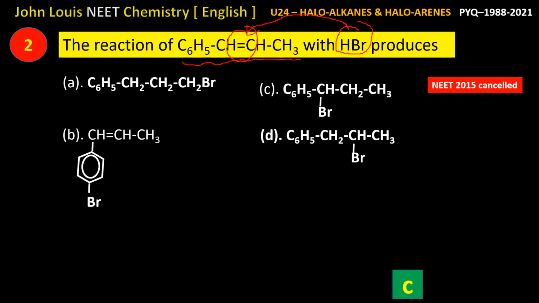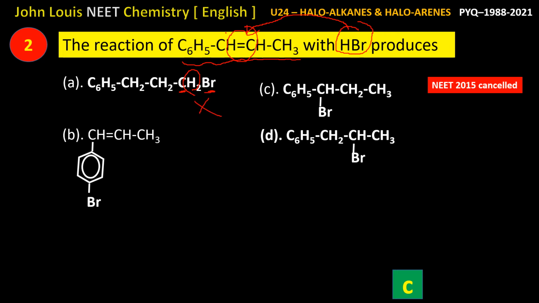Okay, now if you look at this, four options are given here. In the first option, Br is bonded to the carbon which has two hydrogens, that is a primary carbon. Here the double bond is only in the secondary carbon. Therefore this option is ruled out.